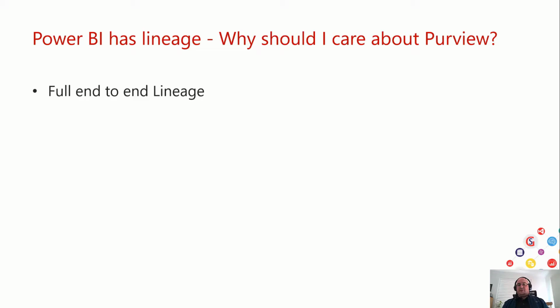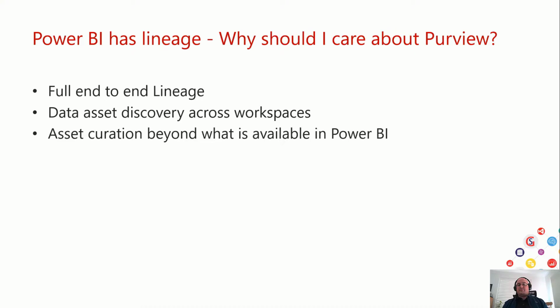The lineage view in Power BI also only shows lineage between objects in the same workspace and does not show cross-workspace dependencies. In addition, you get the ability for users to see what assets are present in workspaces that they are not currently members of. This can prevent duplication of effort and greatly assist with discoverability. You also get much better information about your data assets thanks to the curation capabilities in Purview.